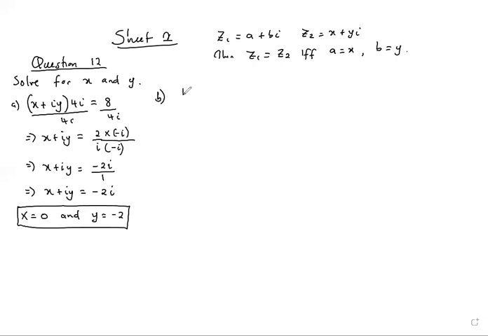B, 1 over x plus iy plus 1 over 1 plus 3i is equal to 1. You're solving for x and y. So you take this whole thing, we take it the other side. So we have 1 over x plus iy.